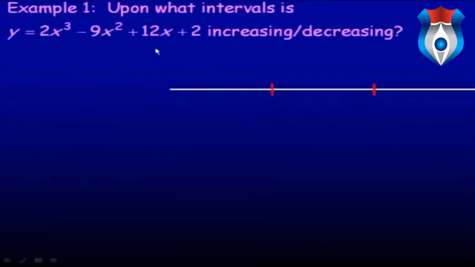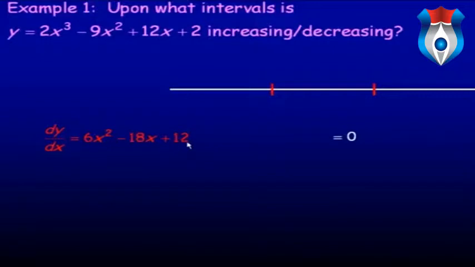In this example, we're asked to find upon what intervals this function is increasing or decreasing, and we're going to do this without the aid of a graph. The first thing I would do is differentiate this function. The derivative of 2x cubed would be 6x squared using the power rule. The derivative of negative 9x squared would be minus 18x, and the derivative of 12x is 12. 2 is a constant, so its derivative would be 0.